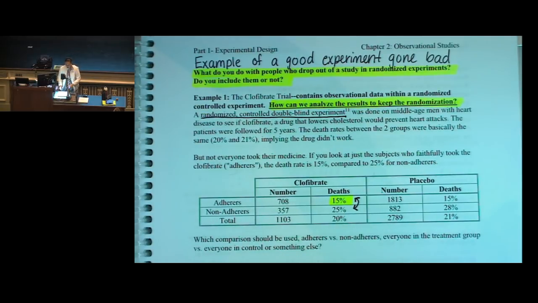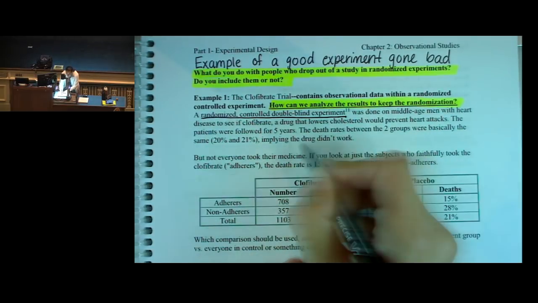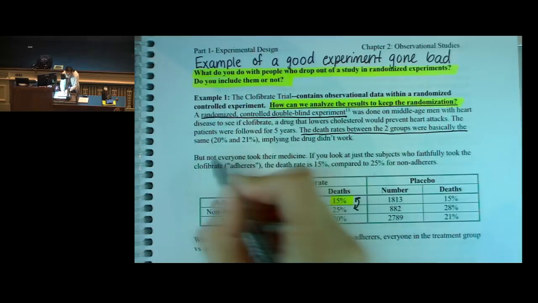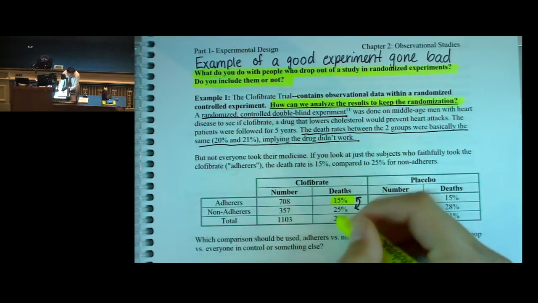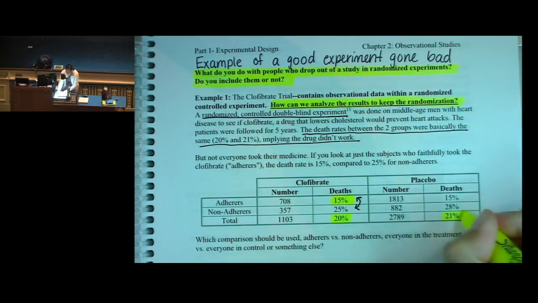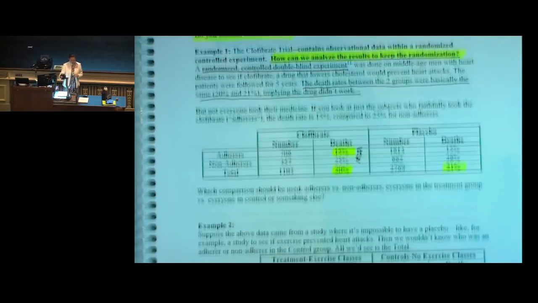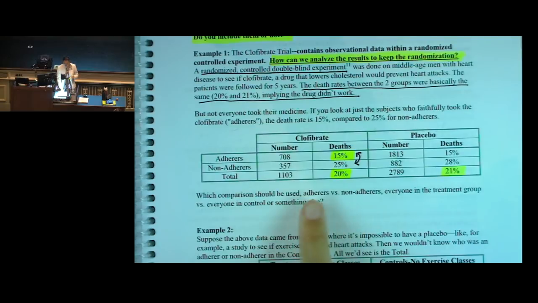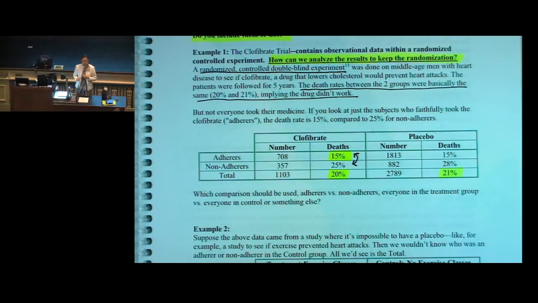But if you look overall, they're saying the patients were followed 5 years and the death rates were basically the same if you look at the overall results. So overall results, we have clofibrate, 20%, placebo, 21%. So they're about the same. And now they're asking us, which comparison should be used? Should we look at the adherers versus non-adherers? Should we look at everyone in treatment versus everyone in control? Or something else? Is there another comparison that you think would work?